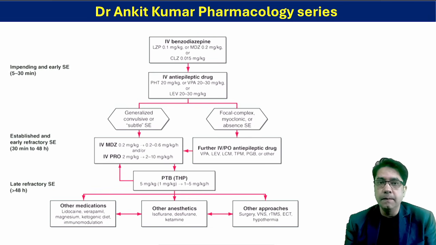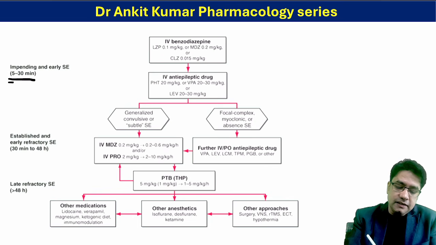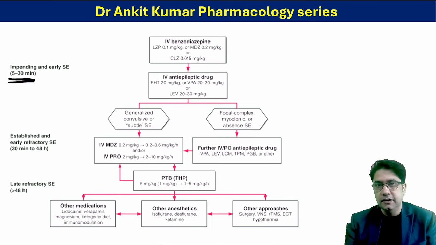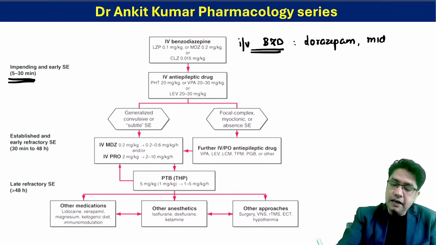So let's see the management of status epilepticus, and we will use the table of Harrison's Internal Medicine book. If a patient comes to you with status epilepticus, that means seizures are more than 5 minutes, then we start intravenous benzodiazepines. The most preferred drug is lorazepam. We can use other drugs also like midazolam, clobazam, clonazepam, etc.